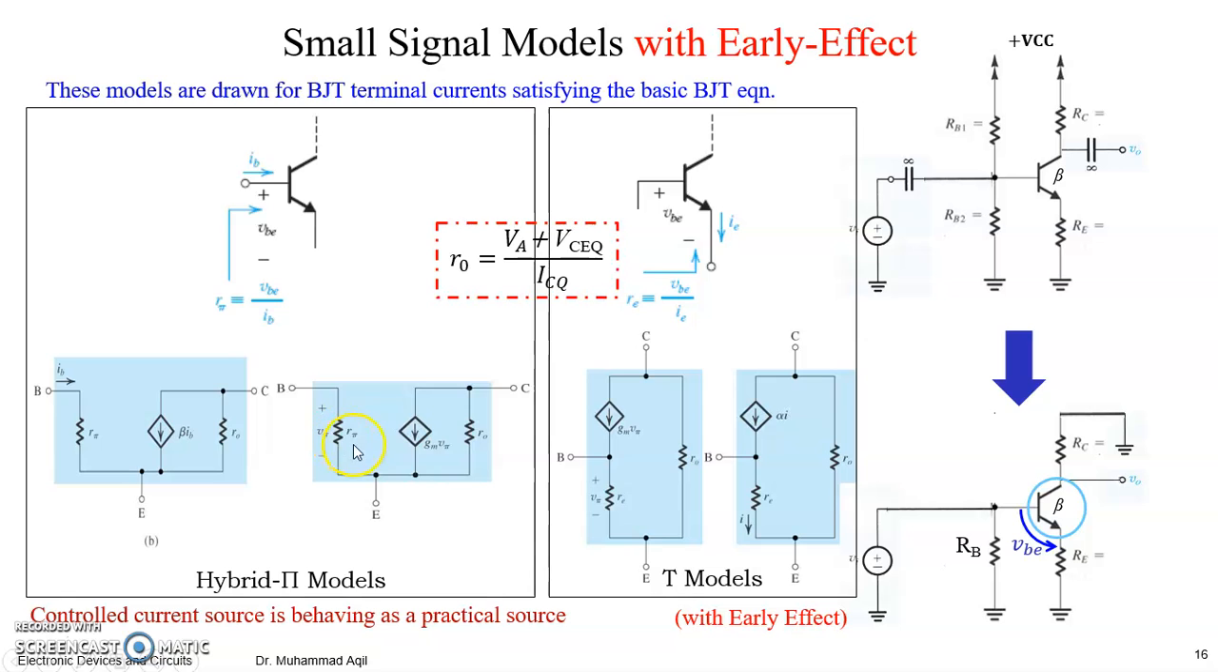You actually have a relation of R pi, you have a relation of RE, whatever model you want to use, and you have a relation of GM. Three parameters for small signal modeling, and another one is R naught. We just need your biasing point. It's about your biasing point.